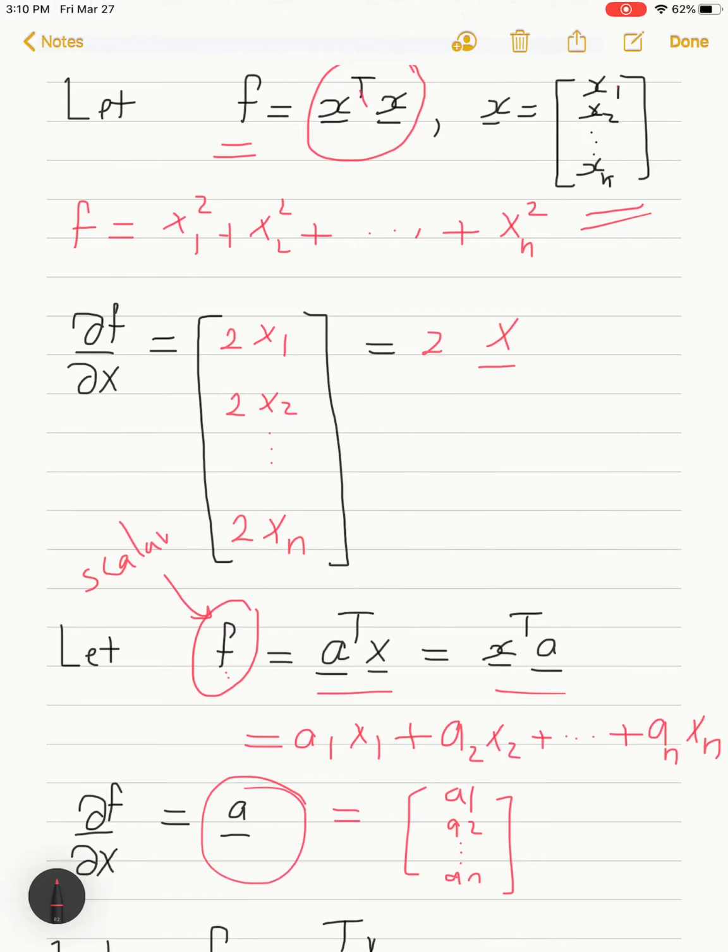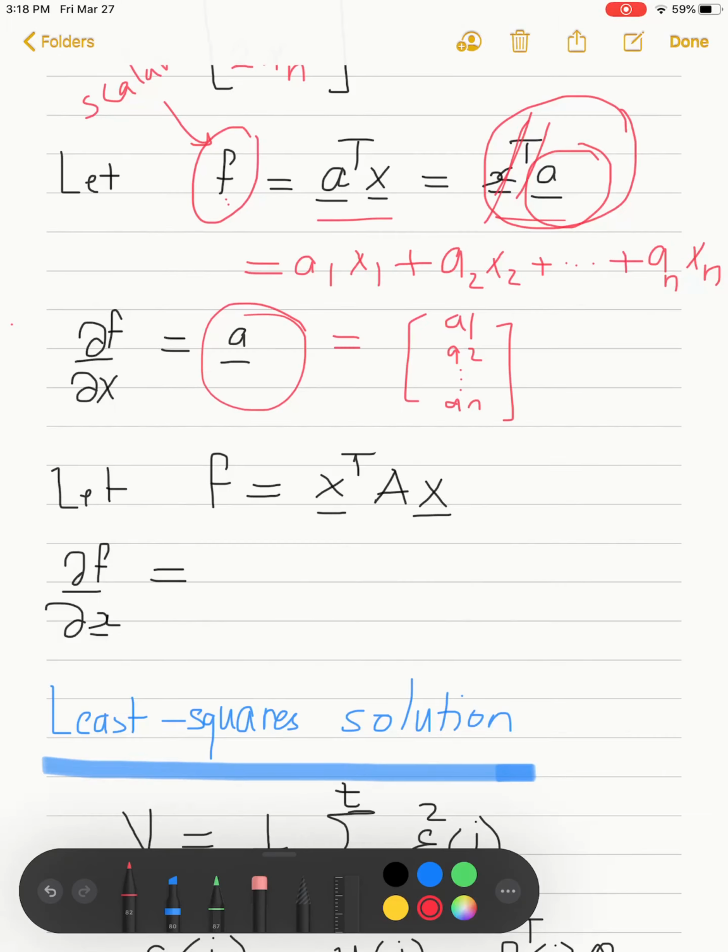So anyway, in order to do this differentiation, it's better to put it in the form x transpose times the constant vector, and then you just ignore the x transpose, and the result of the differentiation would be just a.